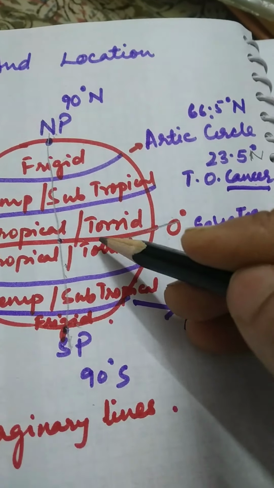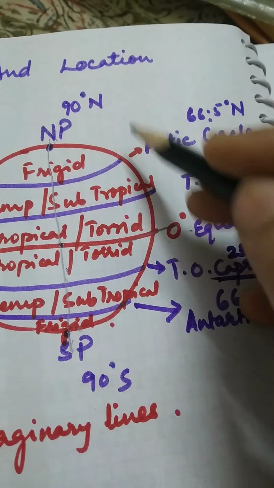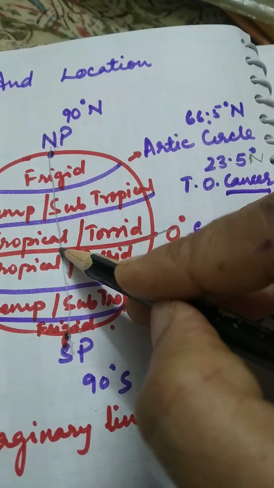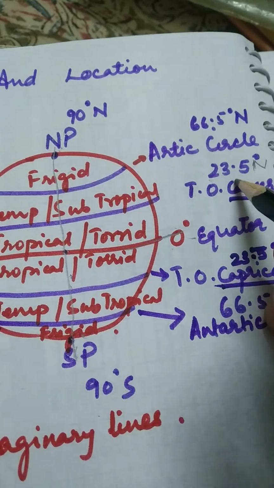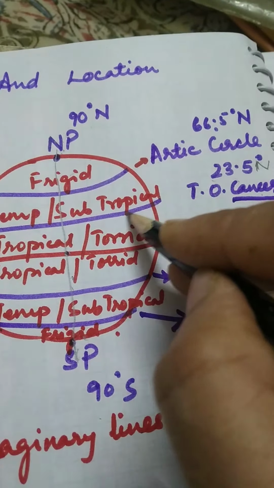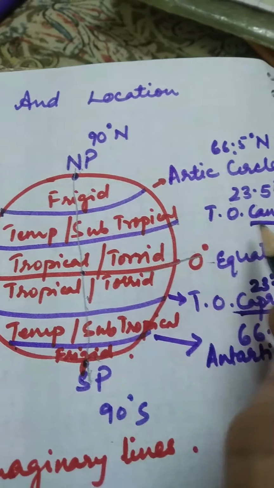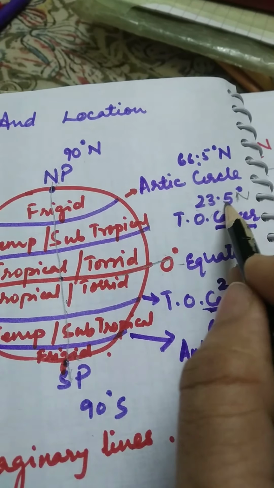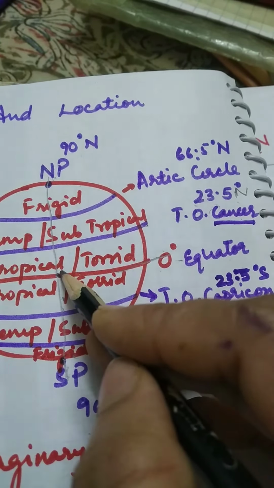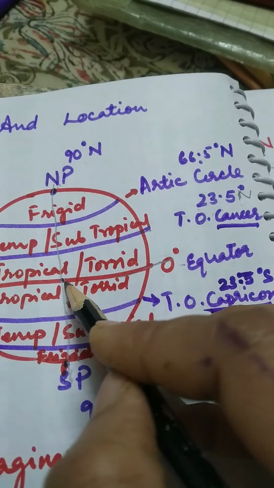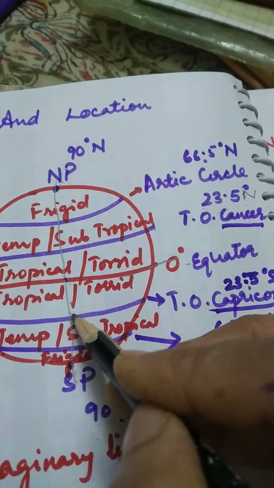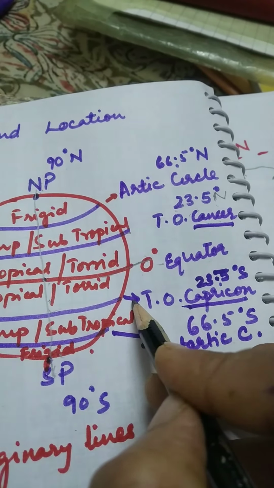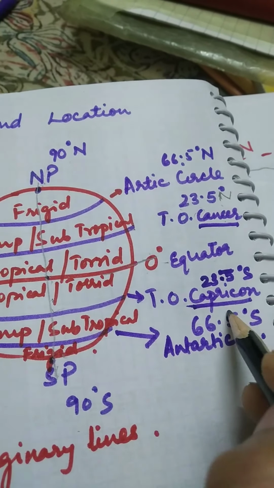Now, as we move from equator towards the North Pole, if we make angles from the equator, then at the angle of 23.5 degrees north, we have another imaginary line which is called the Tropic of Cancer. Tropic of Cancer is at 23.5 degrees north. Similarly, if we move towards the south from the 0 degree, that is equator, 23.5 degrees south, there we again have an imaginary line which is called the Tropic of Capricorn.